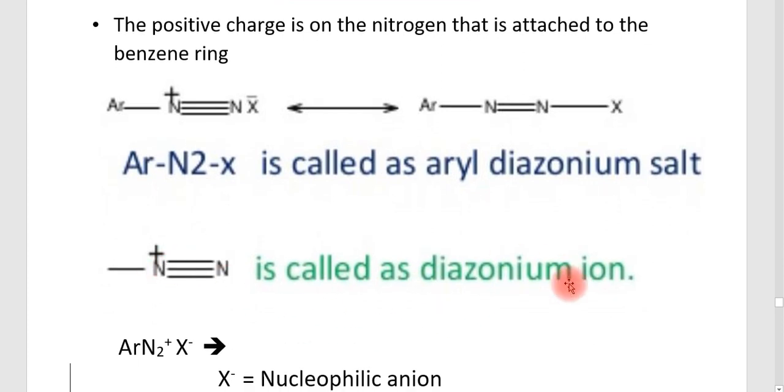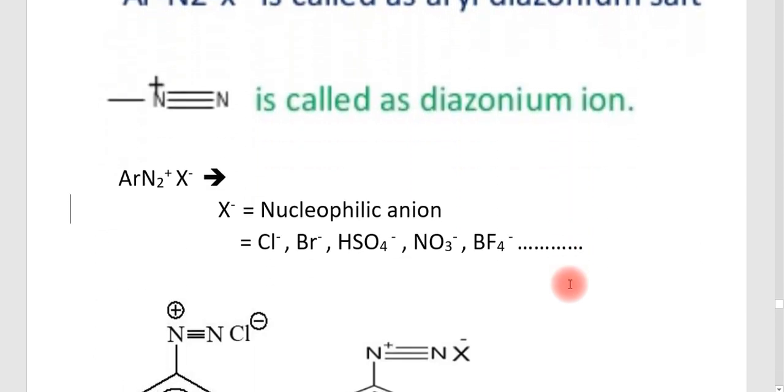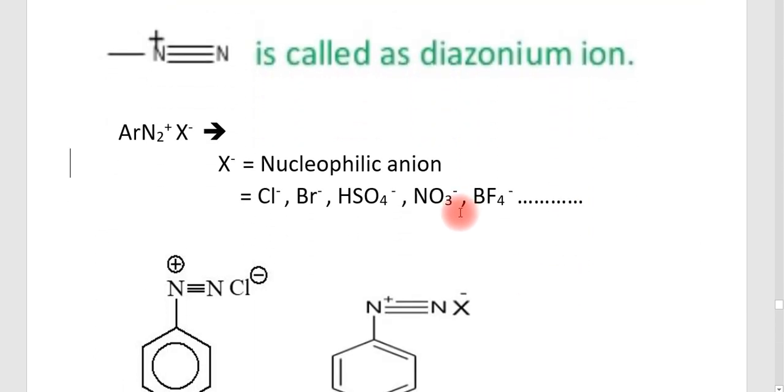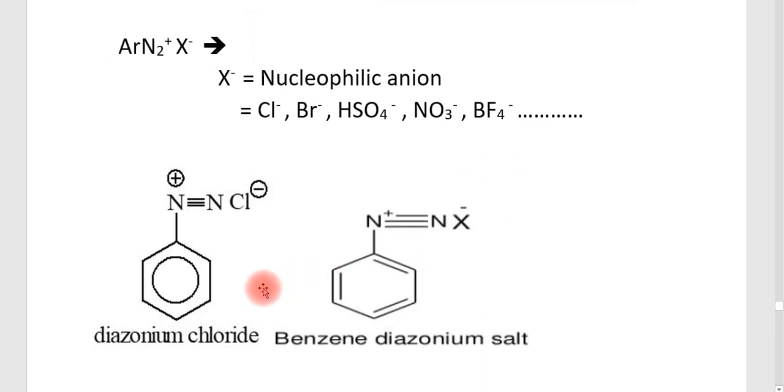Normally ഈ ഒരു ഇക്വേഷനിൽ അതായത് ArN2 plus X minus എന്നുള്ളതിൽ X minus എന്ന് പറയുന്നത് it is a nucleophilic anion and they can be Cl minus, Br minus, HSO4 minus, NO3 minus, BF4 minus, etc. and so on. ഒരു എക്സാമ്പിൾ ഇവിടെ കൊടുത്തിട്ടുള്ളത് ഡൈഅസോണിയം ക്ലോറൈഡ്.